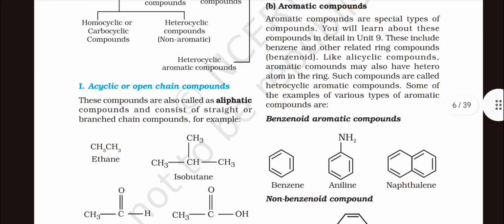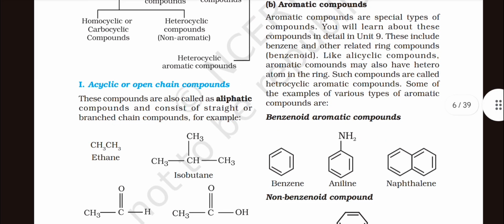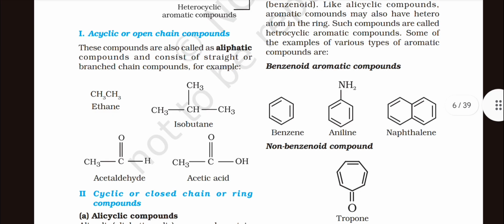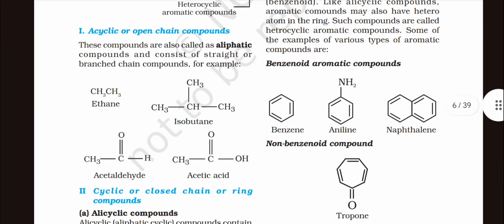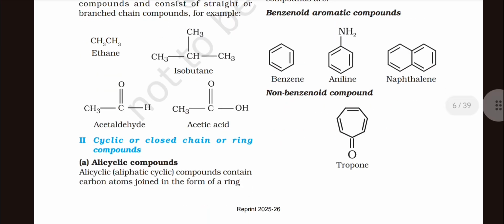Aromatic compounds are a special type of compound. You will learn about these compounds in detail in unit 9. These include benzene and other related ring compounds. Like alicyclic compounds, aromatic compounds may also have a heteroatom in the ring. Such compounds are called heterocyclic aromatic compounds. Some examples of various types of aromatic compounds are benzenoid aromatic compounds: benzene, aniline, naphthalene. Non-benzenoid compound: tropolone.